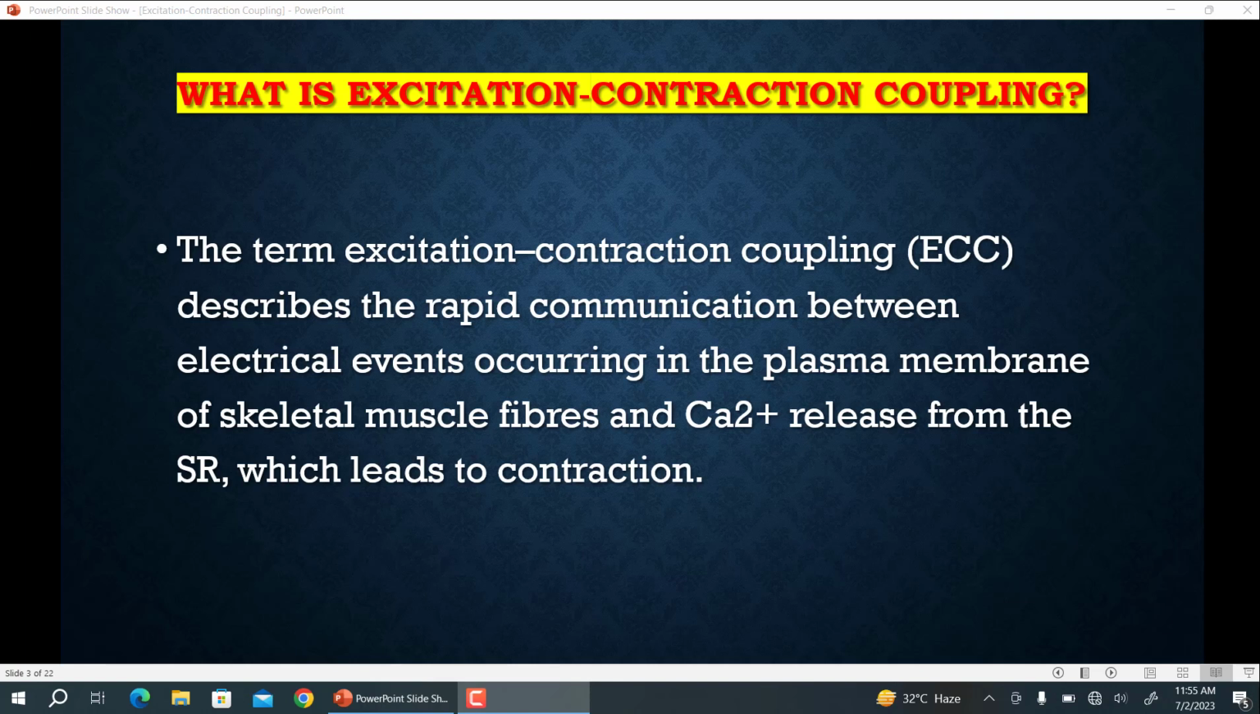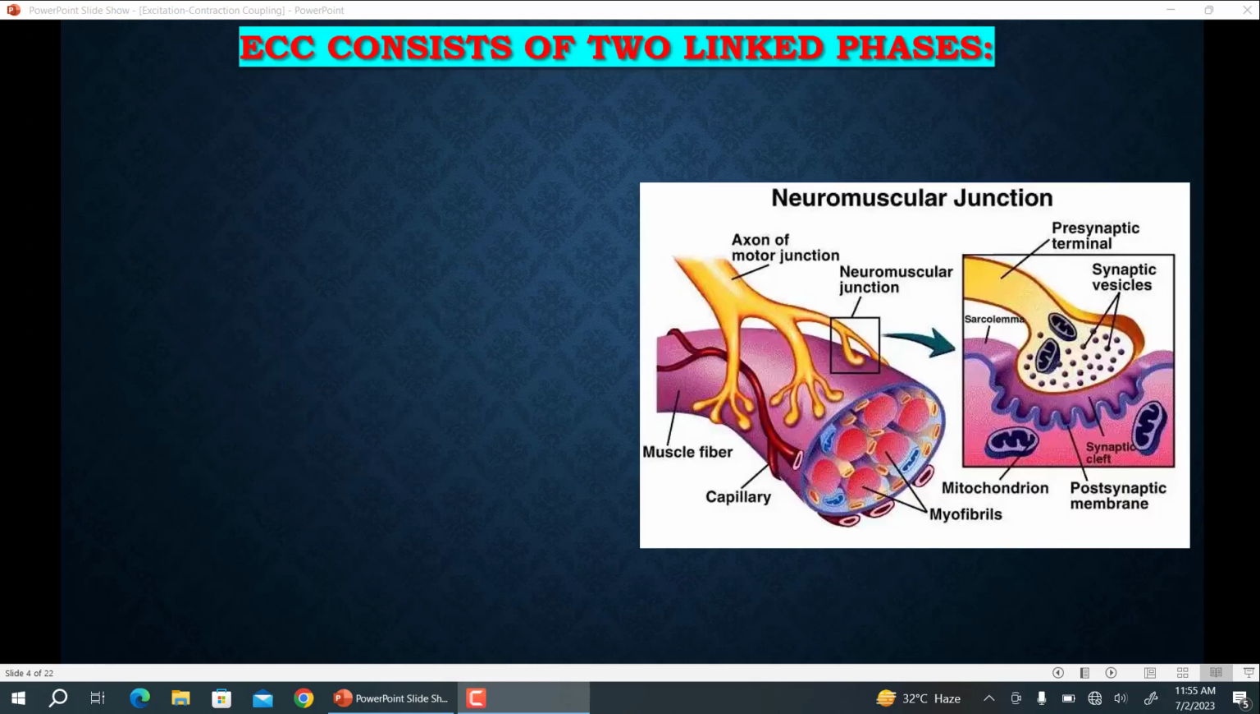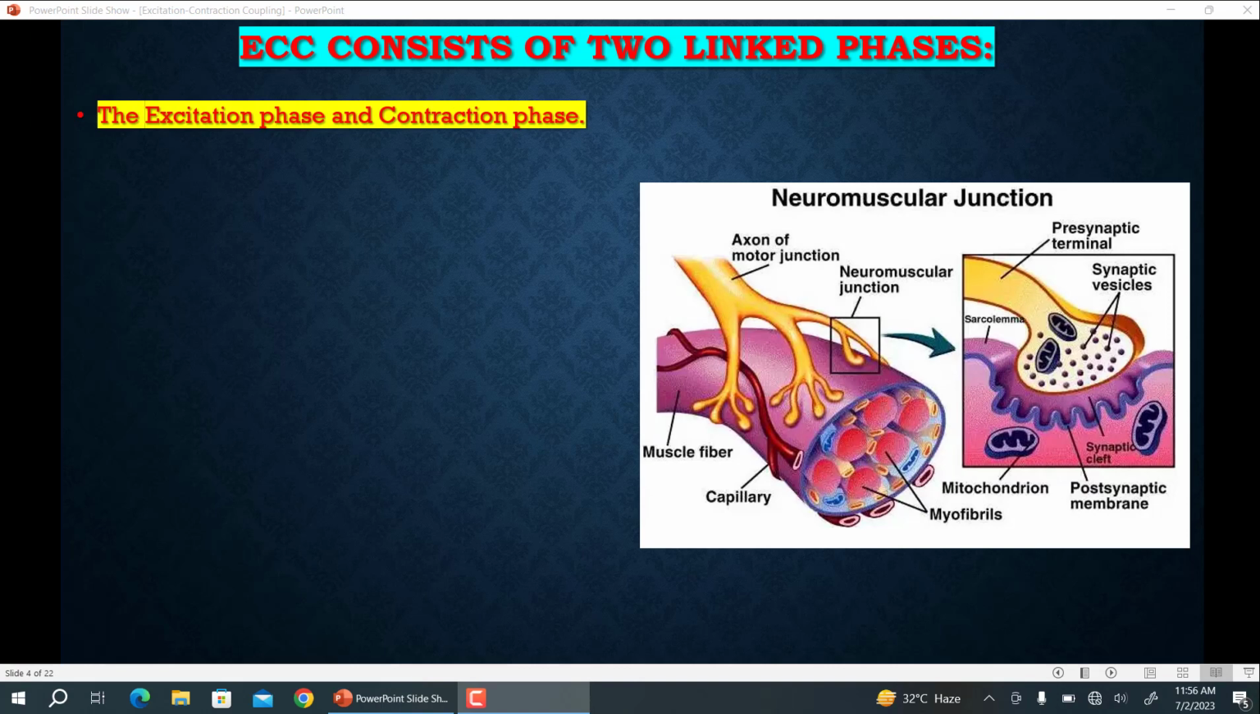So coupling of these events is called excitation-contraction coupling. Excitation-contraction coupling consists of two linked phases. One is the excitation phase and the other one is the contraction phase.